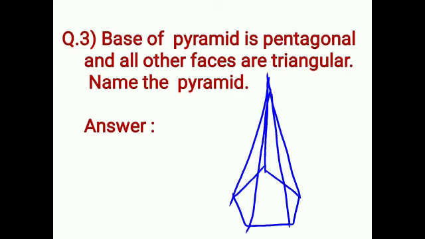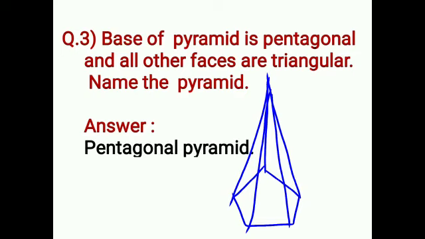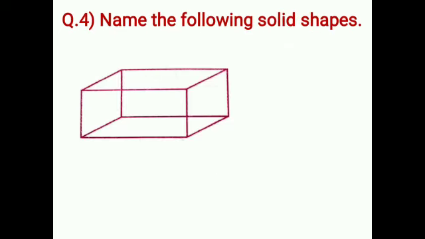Now see here, the base is pentagonal, that means 5 sides, and all other faces are triangular. So there are 5 faces and these are triangular. So what is the name of this pyramid? That is a pentagonal pyramid. So now next example here.